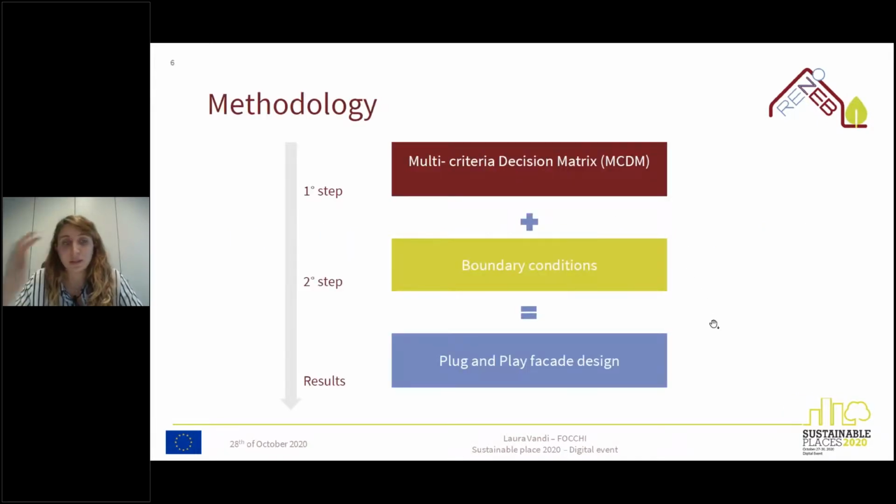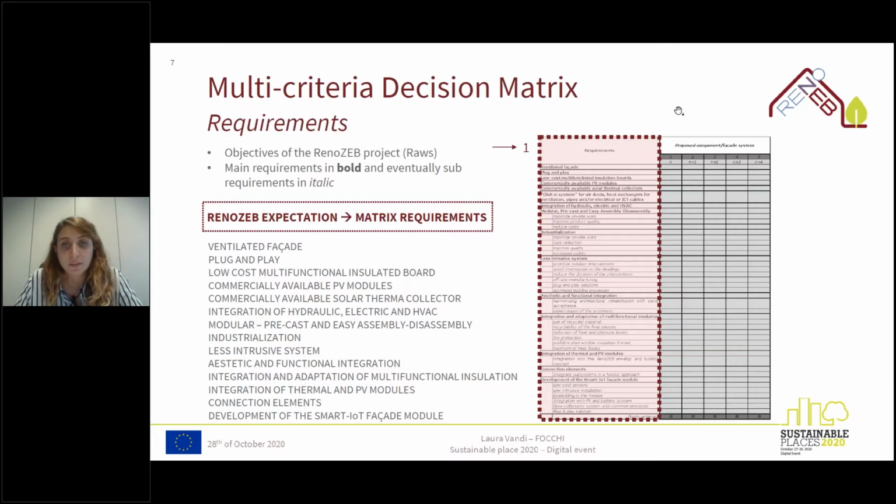The methodology that I'm going to show you is divided into different steps. The first one is the development of a multi-criteria decision matrix, which is crossed with the analysis of the boundary conditions of the existing building. What we are going to find is the plug-and-play facade design. The first step, as I said, is the multi-criteria decision matrix.